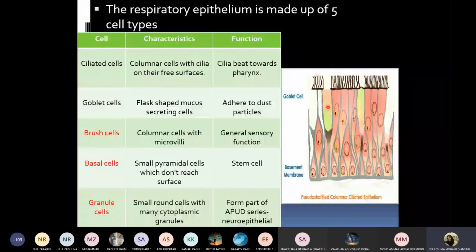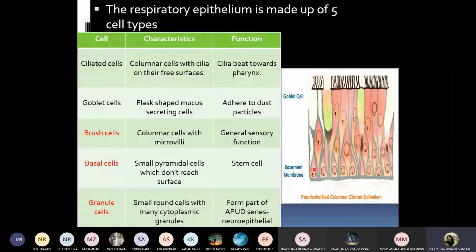To replenish these cells, I need basal cells or stem cells. So these are the cells which sit on the base, the small cells that sit on the basement membrane. They don't reach up to the lumen. Once these cells die above, these will replenish to form either ciliated cell or goblet cell or brush cell, depending on the function. The last cell is the granule cell.